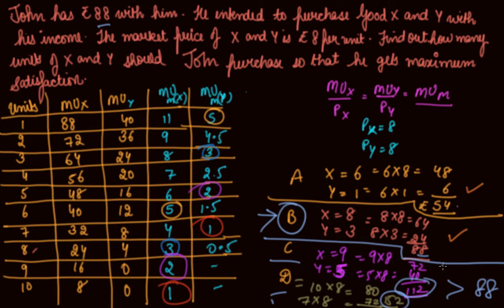So you will be at the equilibrium when you consume 8 units of X and 3 units of Y, and your MUM is equal to 3. I hope you have understood this question.